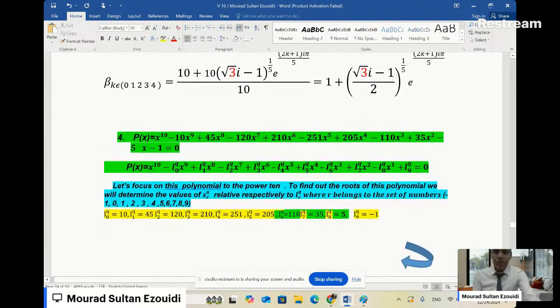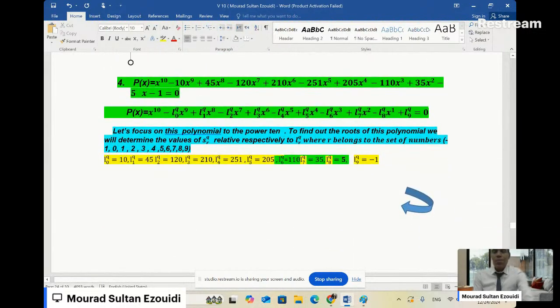Okay, so this is the problem to the power n, learners. x raised to the power 10 minus 10x raised to the power 9 plus 45x raised to the power 8 minus 120x^7 plus 210x raised to the power 6 minus 251x raised to the power 5 plus 205x raised to the power 4 minus 110x cubed plus 35x squared minus 5x minus 1 equals 0.